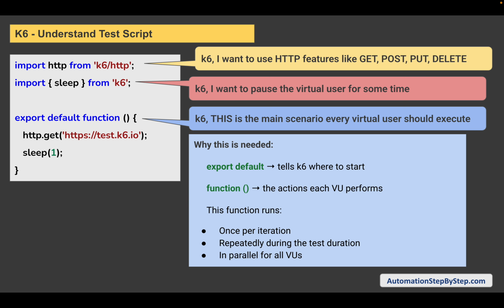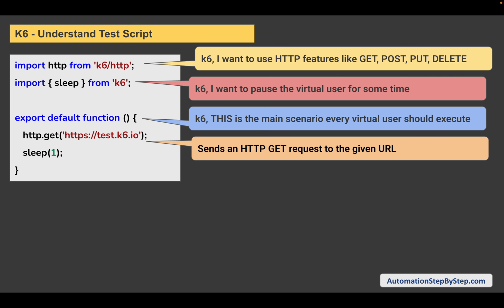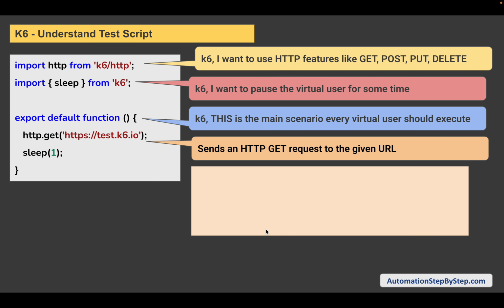Okay, so if we are running this particular test, let's say for 10 seconds and let's say 5 virtual users, every virtual user that is active will keep on running this function for the entire duration. So it will be run multiple times per virtual user. Then here we are sending the HTTP GET request to this particular URL, so it can be a web URL or an API as well.